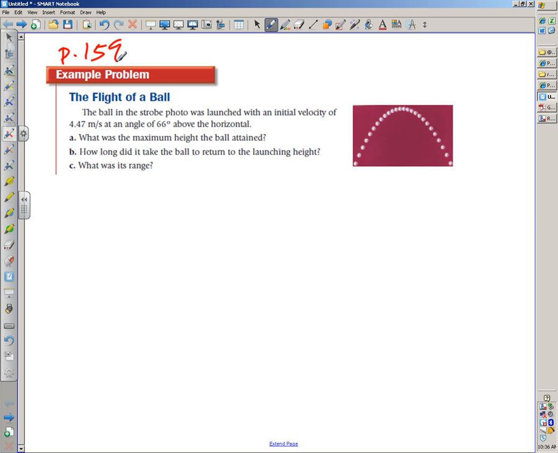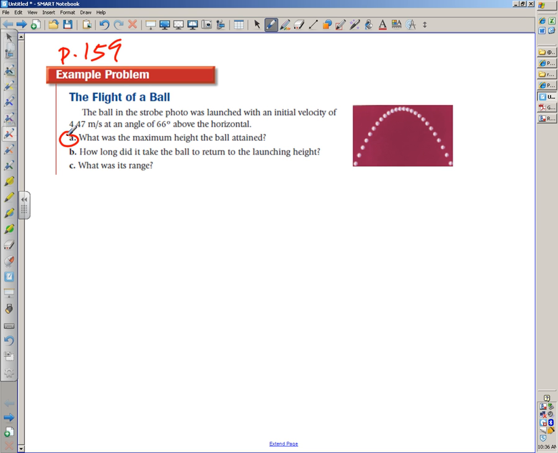First, what was the maximum height the ball attained? Second, how long did it take the ball to return to its launching height? And third, what was the range? So, yesterday, we started in on part A.